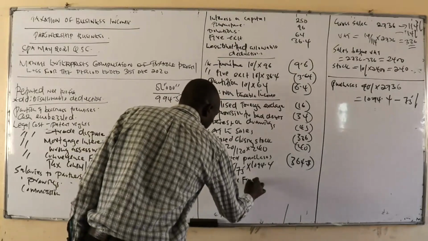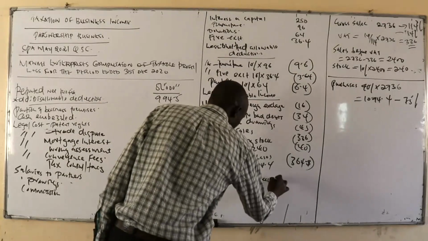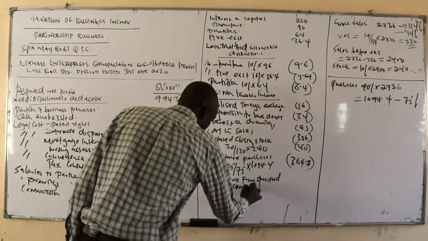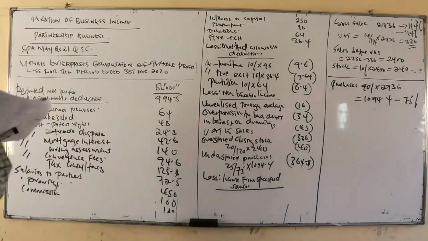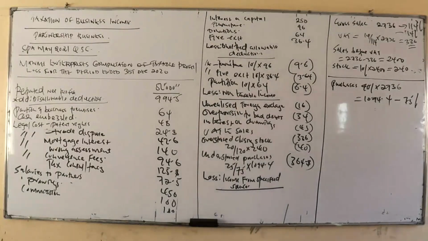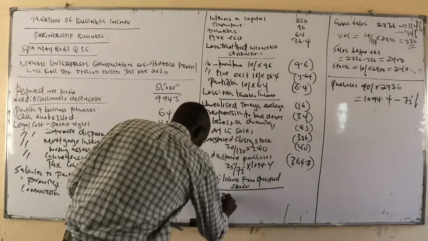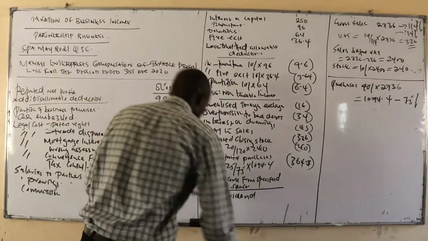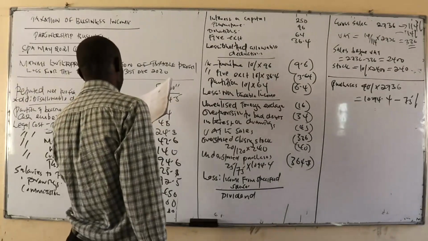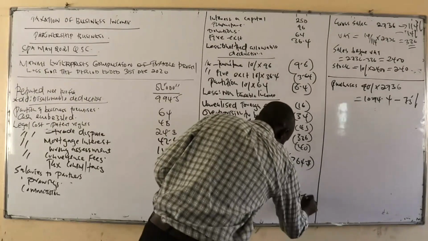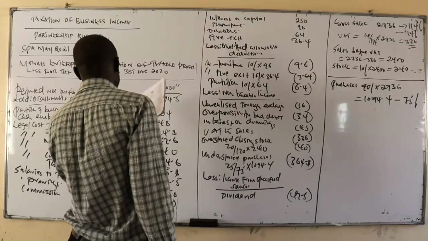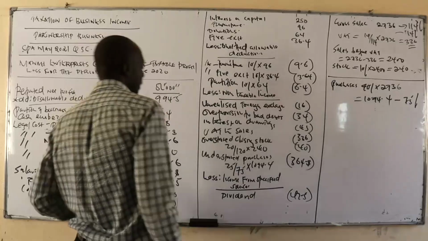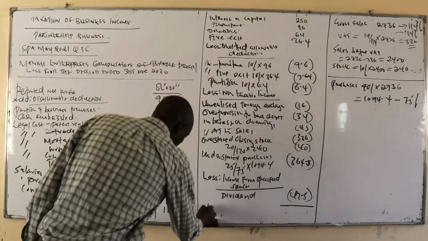Income from specified sources. What do we mean? These are taxable income that should not be combined together with business income. So we have dividend from Haki Cooperative. So you less dividend. Dividend, how much is it? 42.5. And then now you get the adjusted taxable profit or loss.